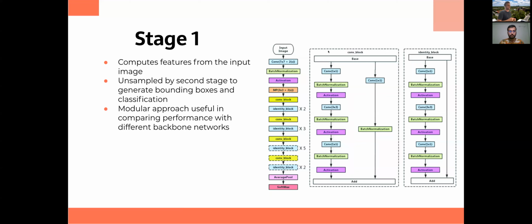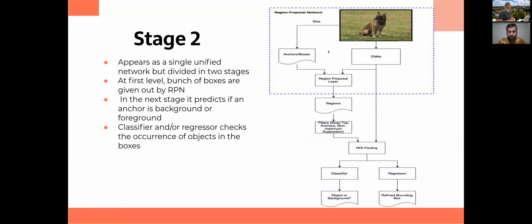Stage one comprises, in this case, a ResNet 50, which we have showcased here in the figure, and it is responsible for computing the features from the input images. And once these features are computed, they are sent as an input to the second stage. We divide the methodology in two different stages because, in the first, if you want to change the backbone network, you can do that easily in this modular approach without affecting the further parts of the whole object detection pipeline.